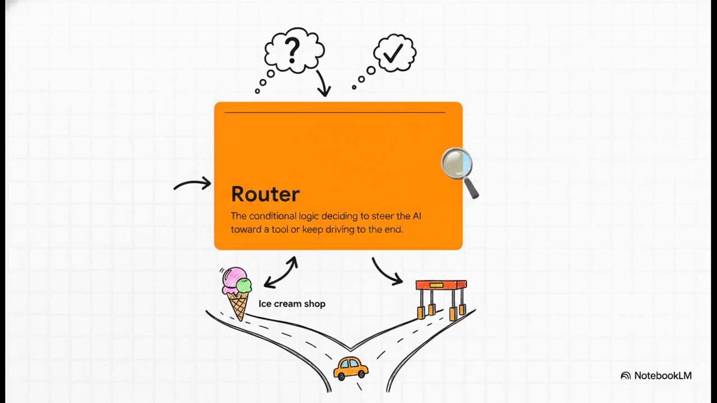So where does the router fit in? Well, the router is basically the exit ramp. It's the conditional logic that decides whether to steer your car toward that ice cream shop or just keep driving straight on through to the end toll plaza. Keep in mind, the router doesn't actually eat the ice cream. It simply makes the decision to take the turn based entirely on what the user asked for.